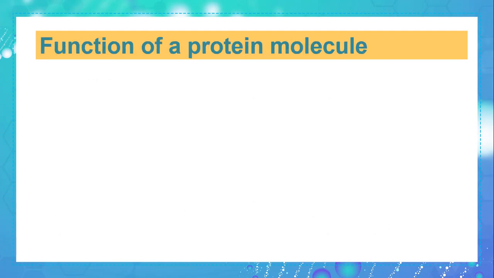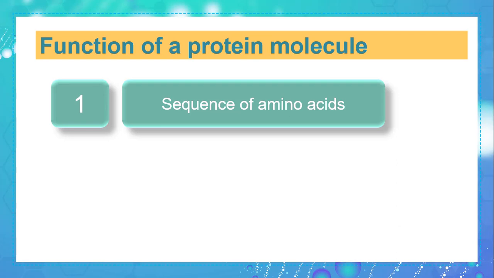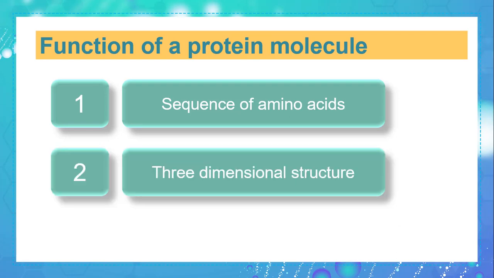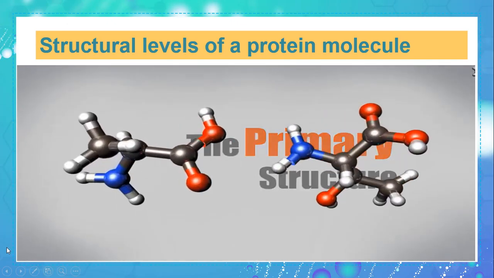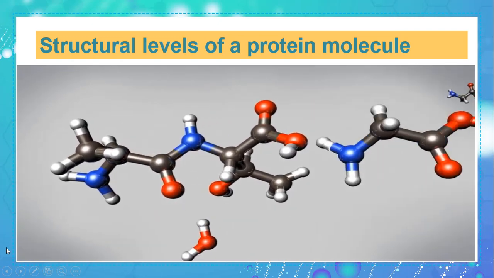To sum up, the function of a protein depends on the sequence of amino acids and the three-dimensional structure of the protein. After a peptide chain is formed, certain changes occur before the protein reaches its final structure. The following video shows the different levels of the protein structures. The primary structure of the protein is the linear sequence of amino acids as encoded by DNA.